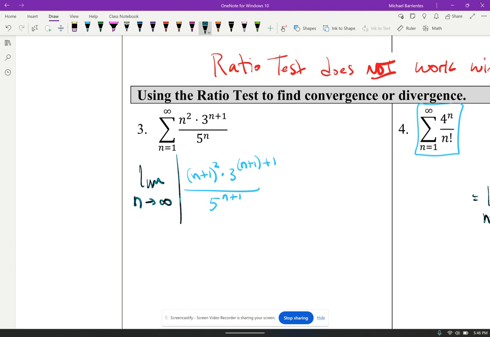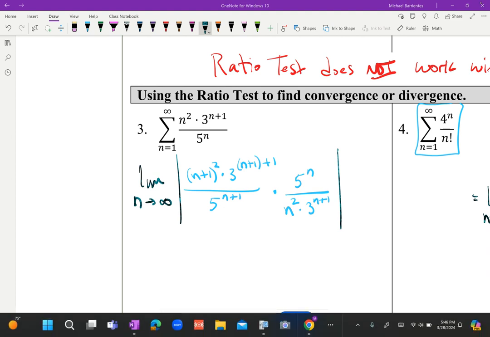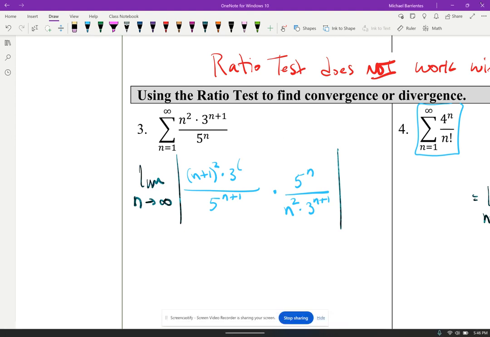But I already noticed this is getting really complicated really fast. So instead of dividing by the nth term, I'm going to multiply by its reciprocal, which is 5 to the n over n squared times 3 to the n plus 1. And I'm closing the absolute value bar there. Now this looks really complicated, except watch what happens. n plus 1 plus 1, I believe that's n plus 2. So I can just rewrite this as 3 to the n plus 2.